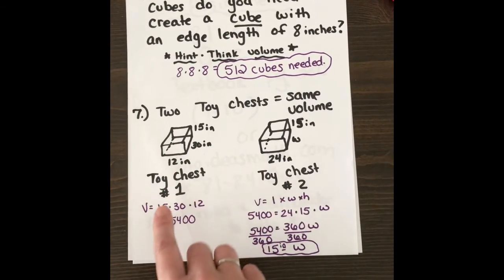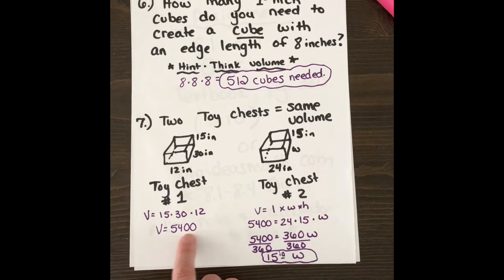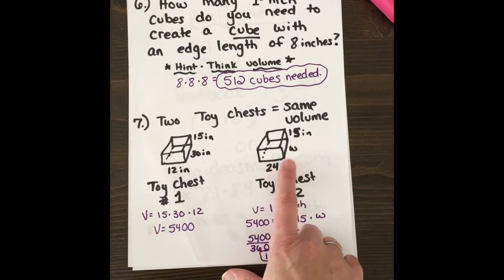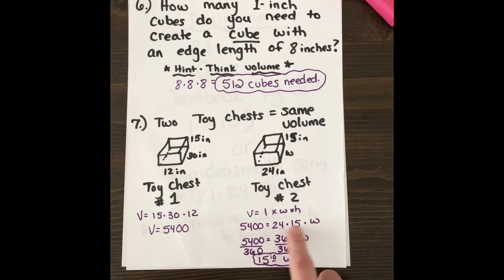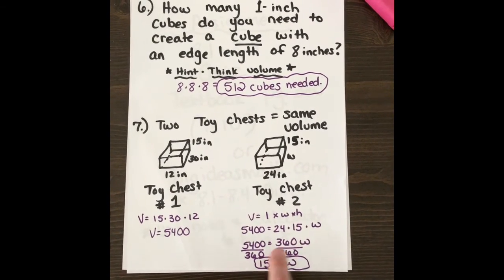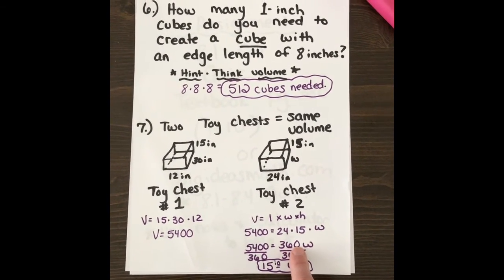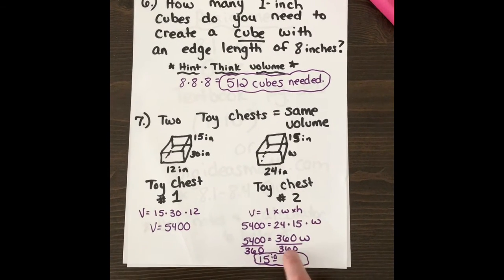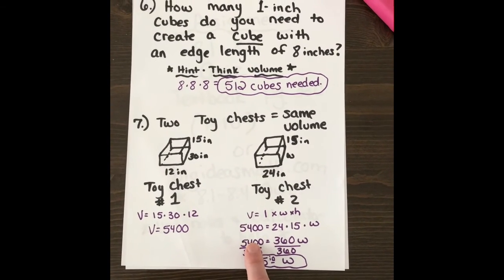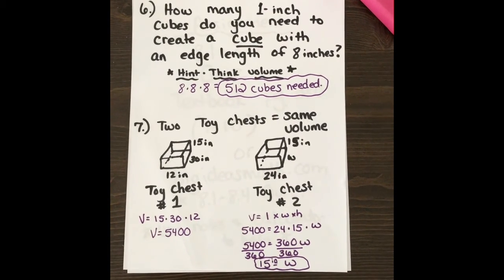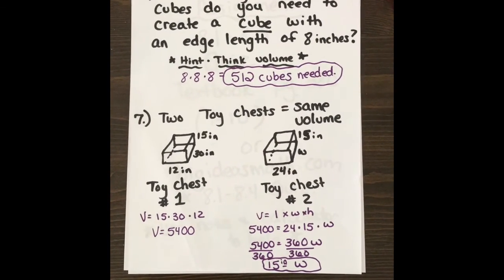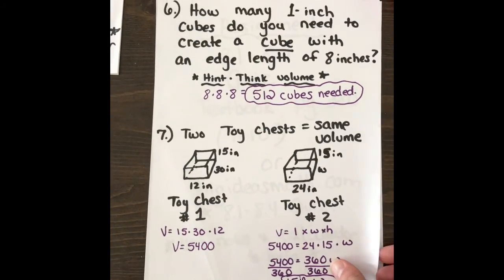Here, I just figured out the volume first. For this one, I know it's 5,400, so then this one has to equal 5,400, so I just plugged it in for volume, and then went about solving it. 24 times 15 is 360, and then I had to divide on each side. 5,400 divided by 360 is 15 inches. So hopefully you did well on that.